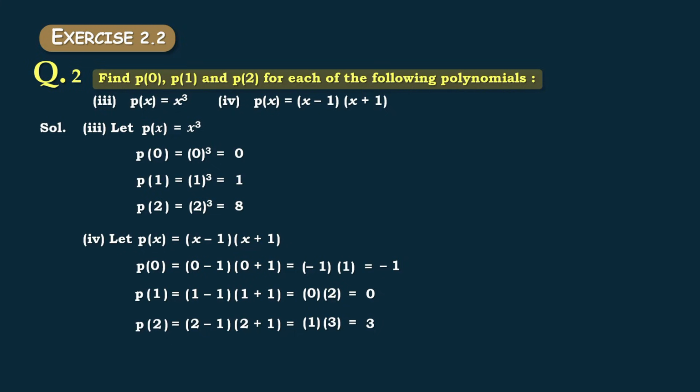Final answers. For the polynomial x cubed, at 0 the value is 0. At 1 the value is 1. At 2 the value is 8. For the polynomial x minus 1 multiplied by x plus 1, at 0 the value is minus 1. At 1 the value is 0. At 2 the value is 3.